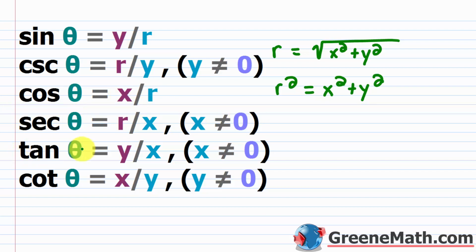Then you have tangent of theta, which is y over x, where x is not equal to 0. And cotangent of theta, which is x over y, where y is not equal to 0. Again, these are reciprocals.